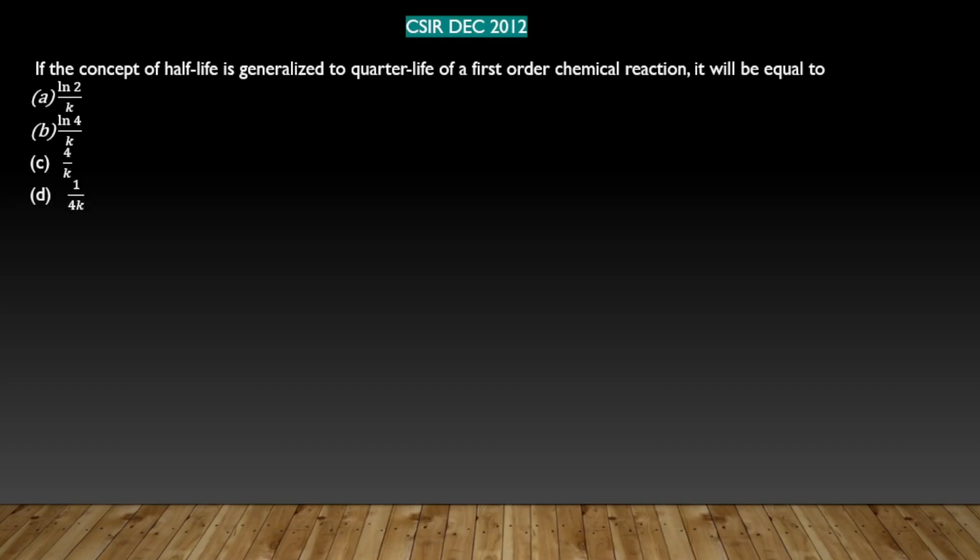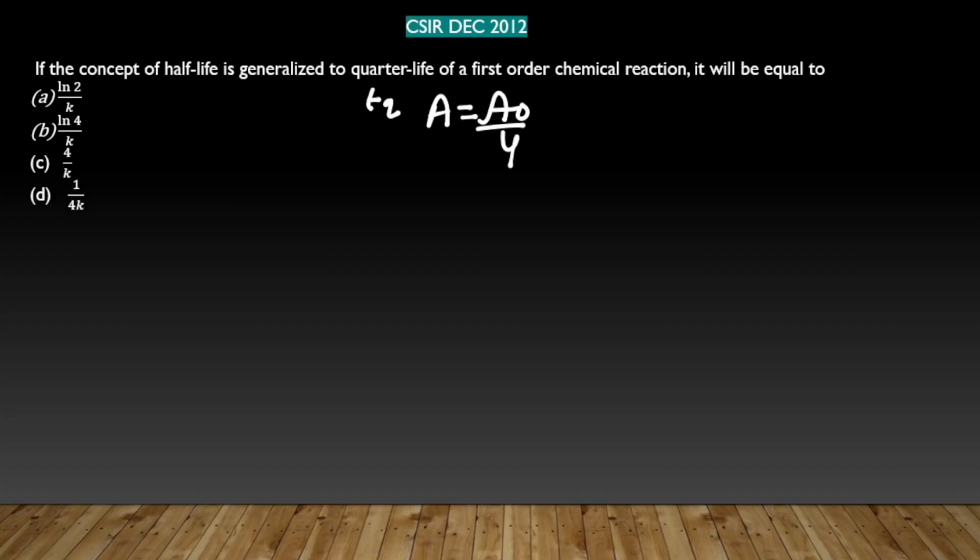So for the 2012 June exam we have this. Now let us start with the CSIR December 2012 exam. The first question you have is: if the concept of the half-life is generalized to the quarter life for a first order reaction, it will be equal to. So quarter life means t quarter, you have to find it out, which means the remaining concentration is A naught by 4.